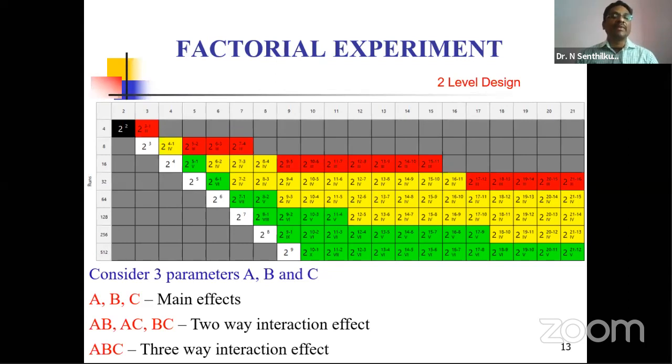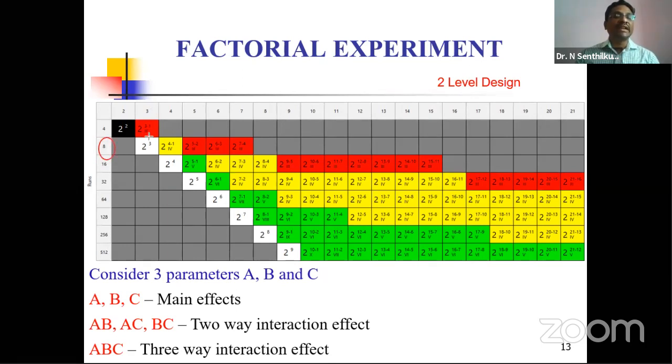Similarly, for 3 parameters, for 2-level, it is 2 power k. So 2 power 3, which is equal to 2 into 2 into 2, which is equal to 8. So on the y-axis you can see 8.